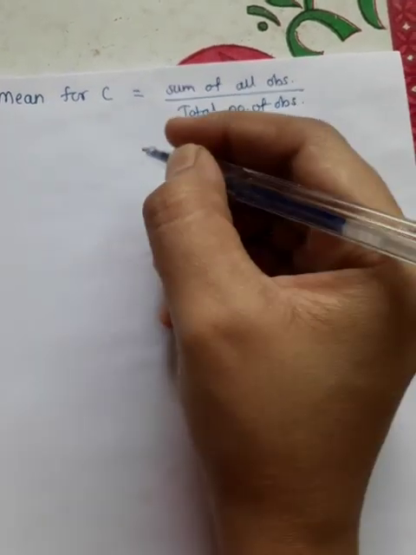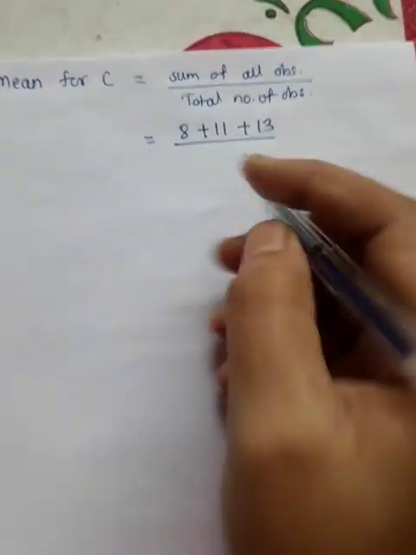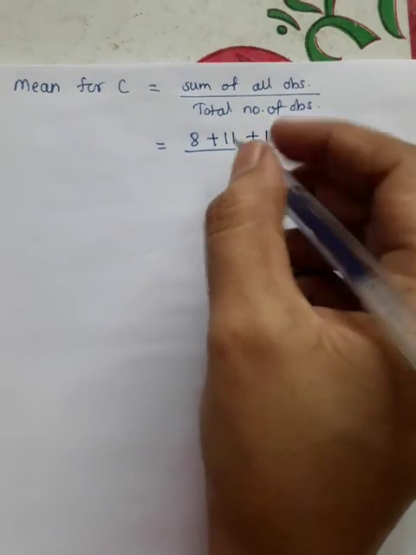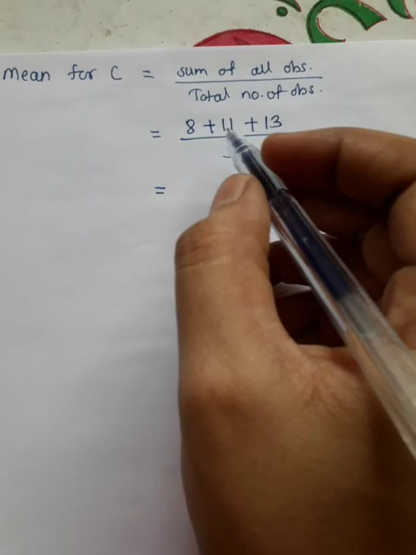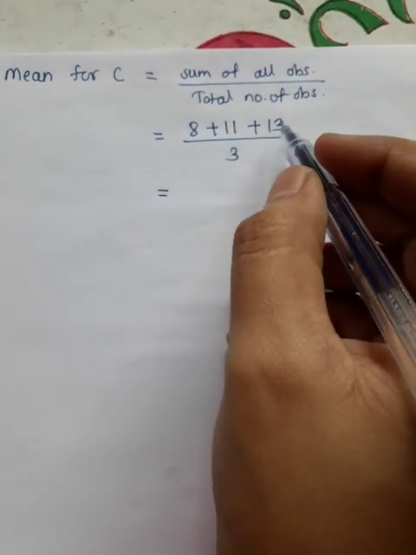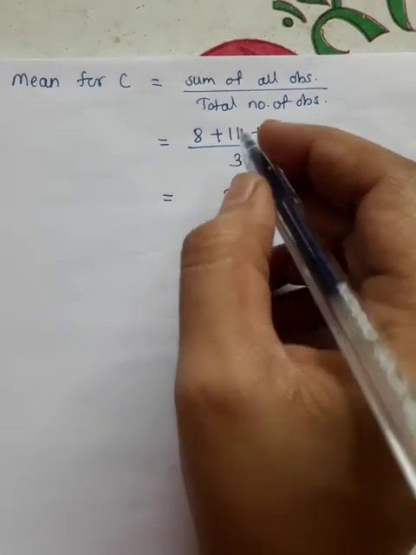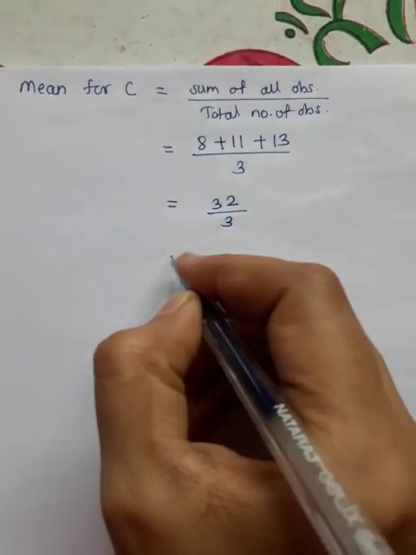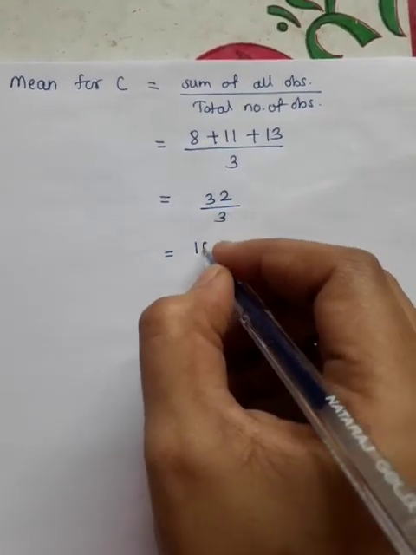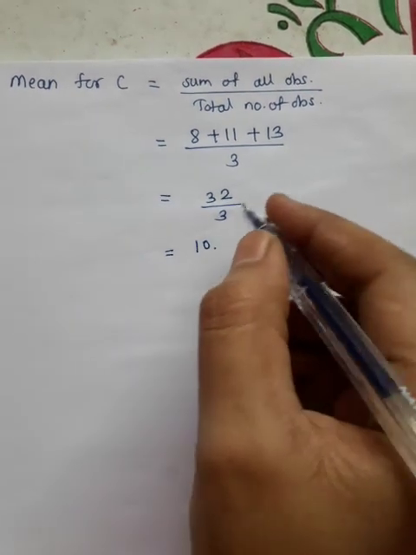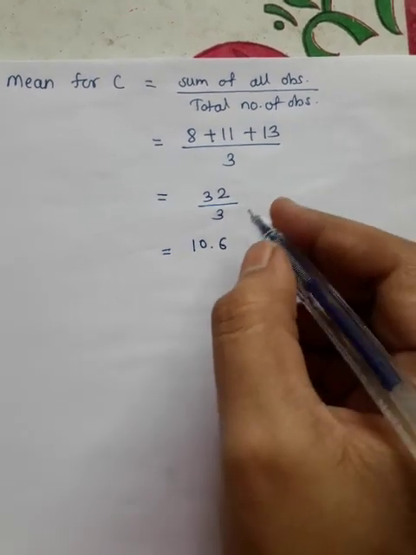Now sum of all observations, so 8 plus 11 plus 13, so we have only 3 observations about player C, and total number of observations is 3. Okay, so divide by 3. Now 8 plus 1 is 9, 9 plus 3 is 12, carry 1, 1 plus 1 is 2, 2 plus 1 is 3, 32 divided by 3. 3 ones are 3. Okay, 3 0, remainder is 2, 3 6 is 18, again remainder is 2.